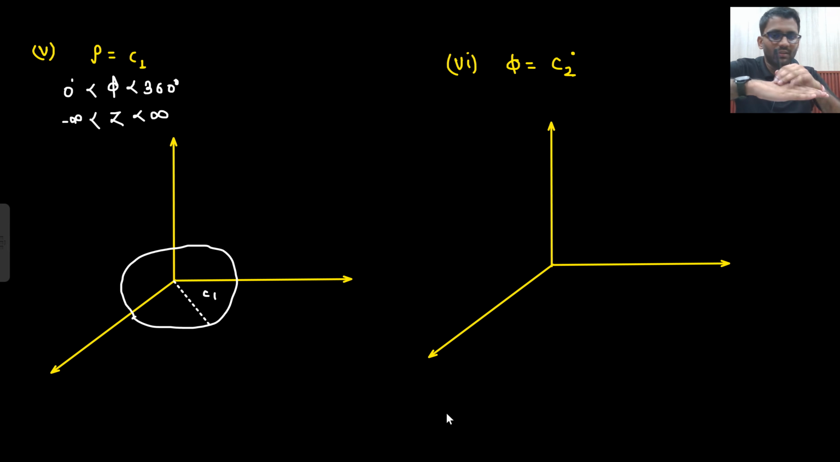Z-axis, XY plane. Okay, this distance is fixed. Angle phi can take any value, assuming that Z is 0. So if Z is 0, that means I will walk around in this manner. 0 to 360 degrees. If Z is 1, I will walk around here. If Z is 2, I will walk around here. If Z is infinity, I will walk around here. If Z is minus infinity, I will walk around here.